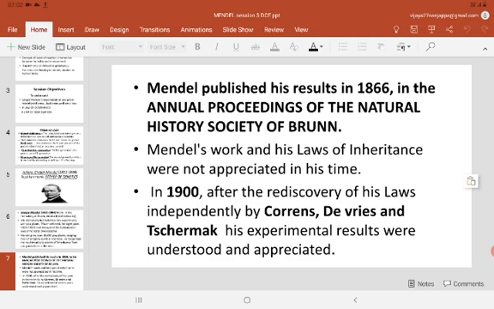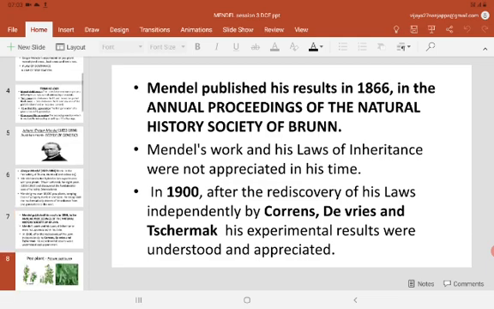Mendel's work and his laws of inheritance were not appreciated at that time. Though it was a great discovery related to genetics, which laid the fundamental principles of genetics, nobody recognized it. But after his death, in 1900, three different scientists from three different parts of Europe, Correns, De Vries, and Tschermak, rediscovered his results, and everybody appreciated and understood the basic laws of genetics which Mendel worked out.